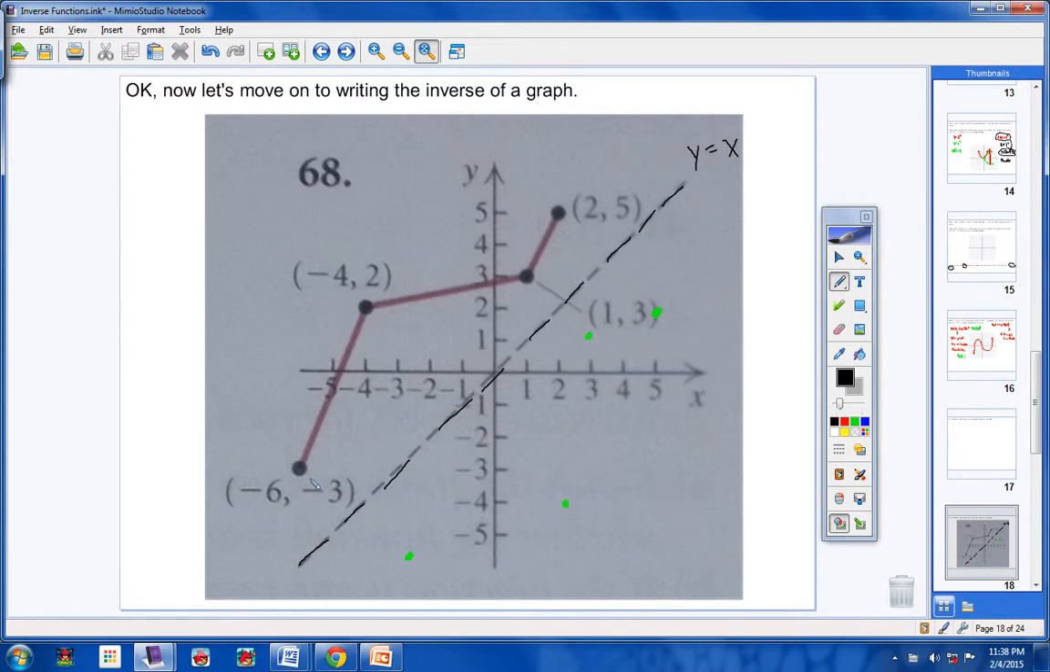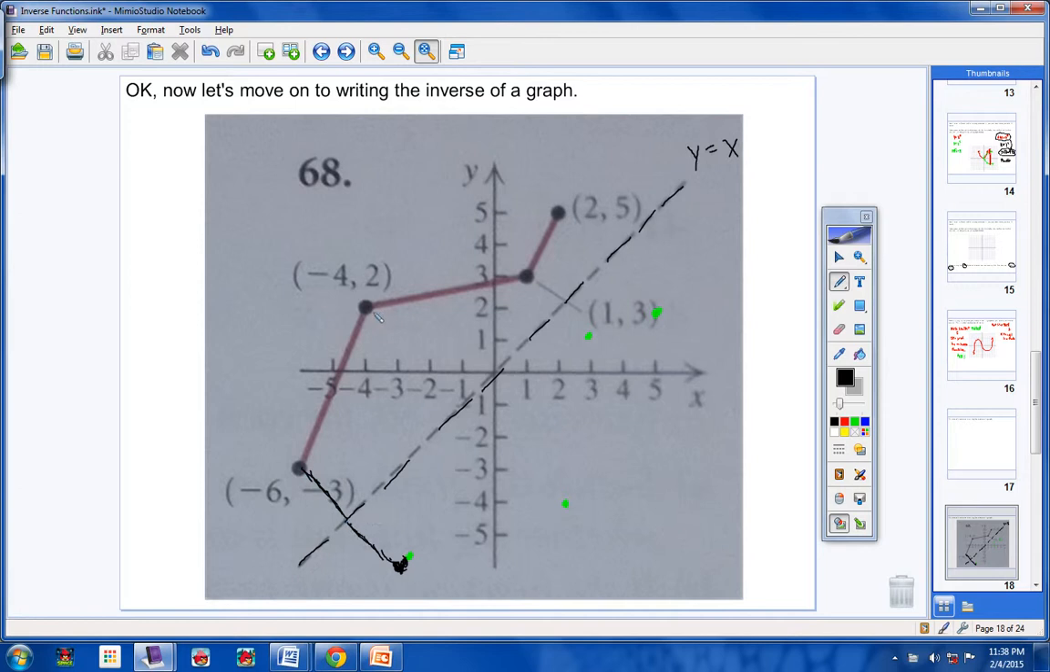Notice, students, this point here. If you draw a perpendicular line to y equals x, and I know my point's not perfect, it should be about right here actually, but notice this, then also draw, I know my line's not perfect, you get the idea. This point here, the distance from here to here is the same as here to here.